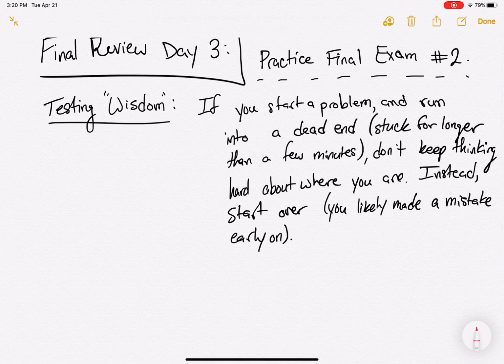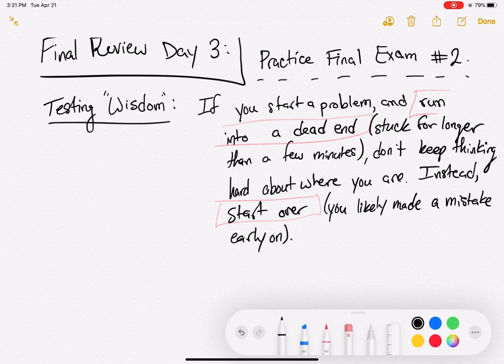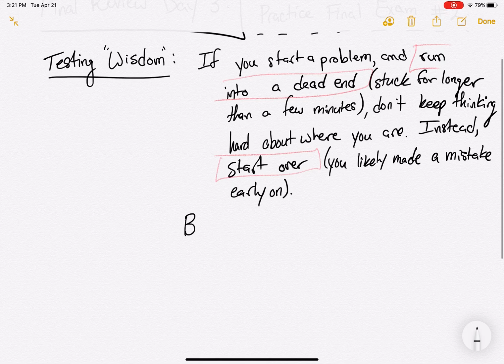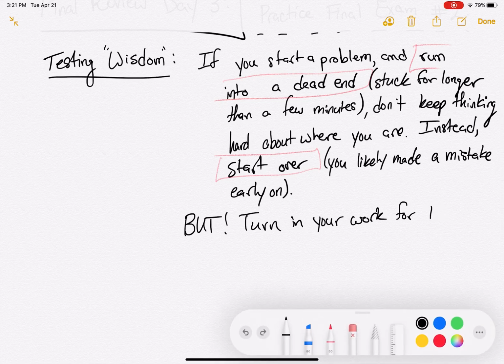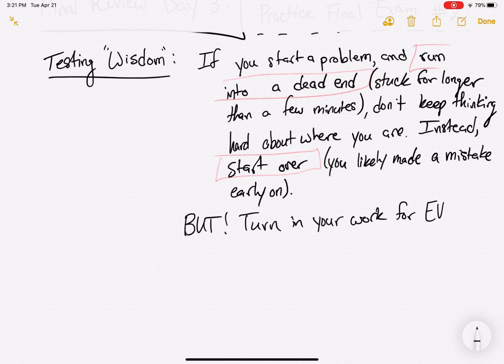So if you run into a dead end, I'm going to say start over. That's because you likely made a mistake, but here's another important thing: turn in your work for all, for every time, for every attempt. You likely get more partial credit.